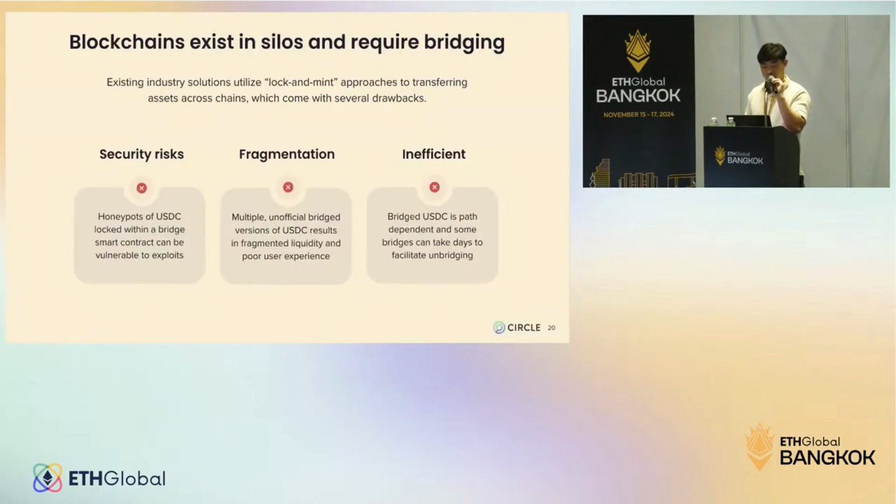So yeah, let me quickly go through the problem right now. Blockchains exist in silos, and how funds move from one chain to another is through the lock and mint method, which obviously introduces security risks such as honeypots, where a large amount of funds get locked up in a smart contract and hackers want to exploit that. Right? It's also fragmentation, because there are so many unofficial bridges out there that you don't know which one to trust. And it's inefficient because it's just a representation of an asset, USDC in this case.